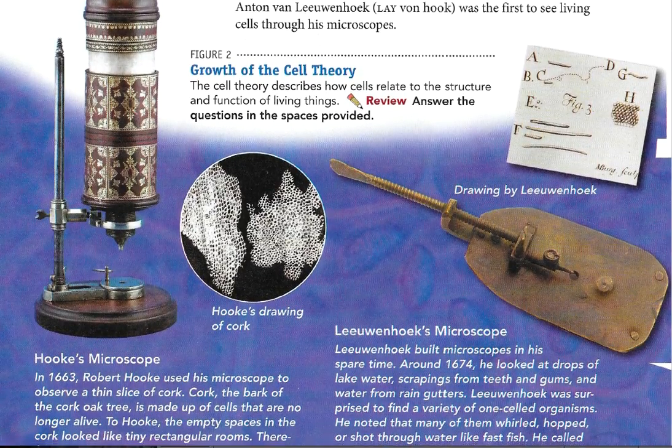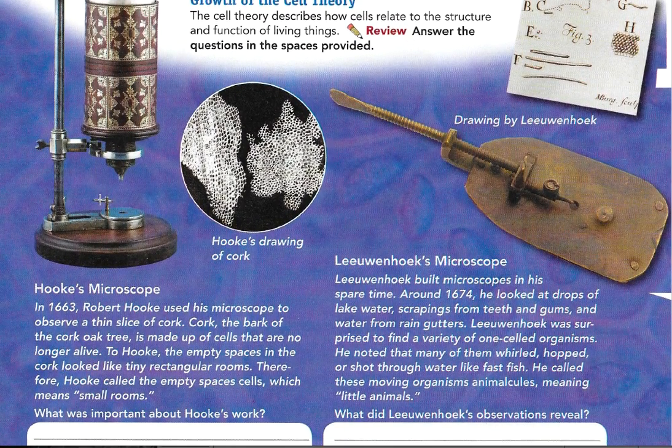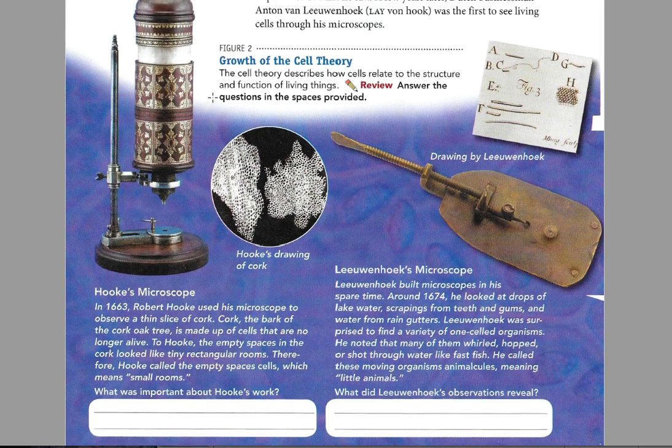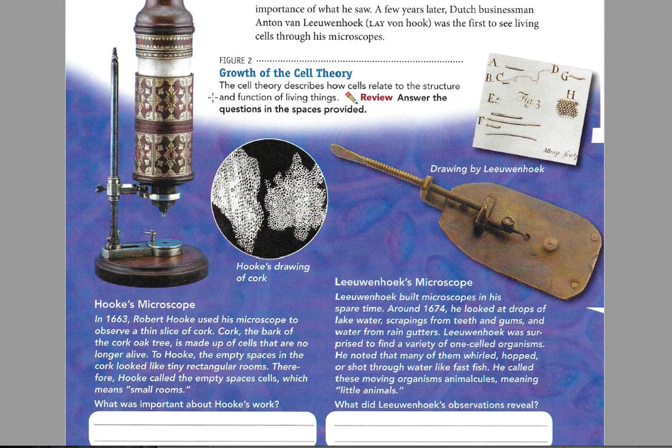There is Hooke's microscope. In 1663, Robert Hooke used his microscope, zoom out here a little bit, to observe a thin slice of cork. Cork, the bark of the cork oak tree, is made up of cells that are no longer alive. To Hooke, the empty spaces in the cork looked like tiny rectangular rooms. Therefore, Hooke called the empty spaces cells, which means small rooms.